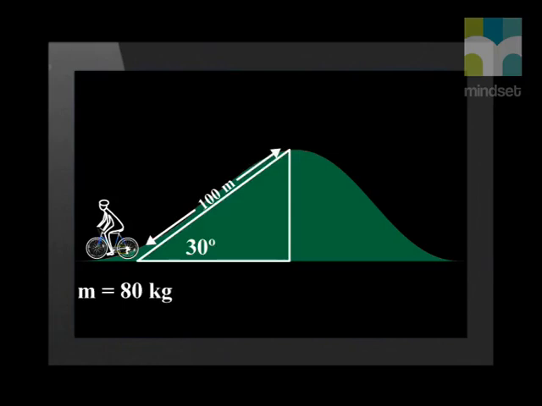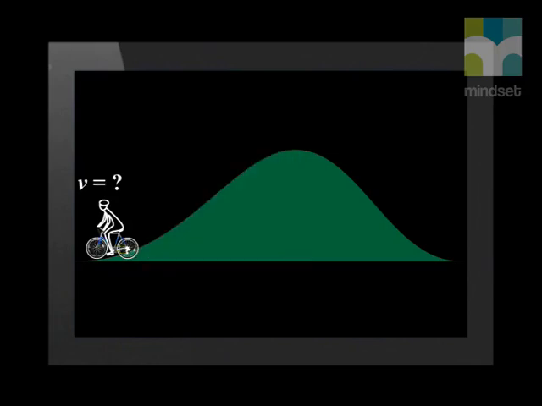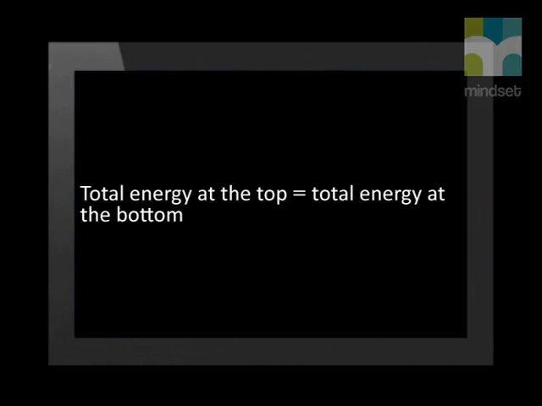The combined mass of the cyclist and the bicycle is 80 kilograms. Determine the velocity of the cyclist at the bottom of the hill. The total mechanical energy is conserved if we ignore friction. All the energy at the top of the hill is the same as all the energy at the bottom of the hill. To solve this problem, we first need to find the vertical height of the hill, which is also the cyclist's change in height.